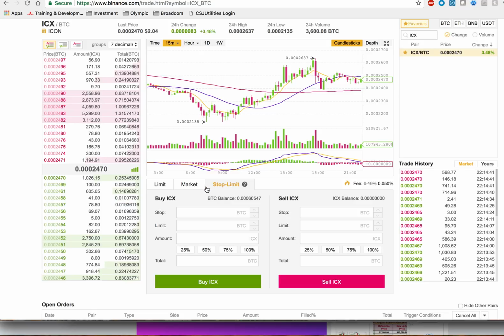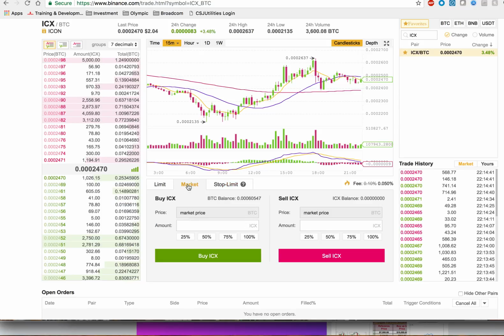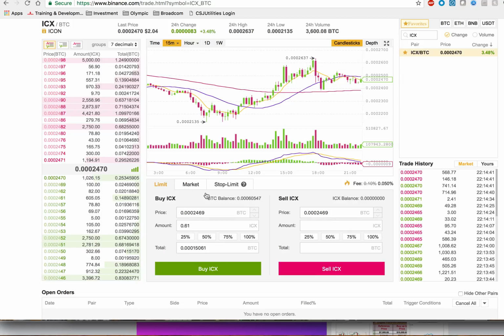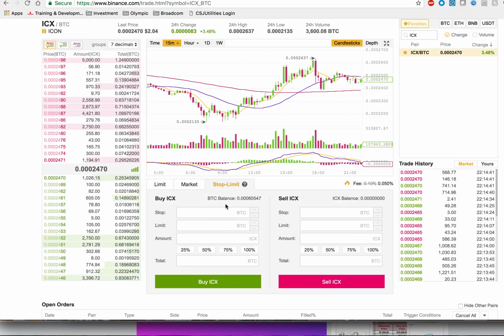They have stop limit orders also. They have market orders, of course. Never use market orders, always use limit orders. I haven't spent a lot of time on stop limit, but I think if you're not able to watch, this is something you should start using as a stop limit, because we will be using this a lot in future.